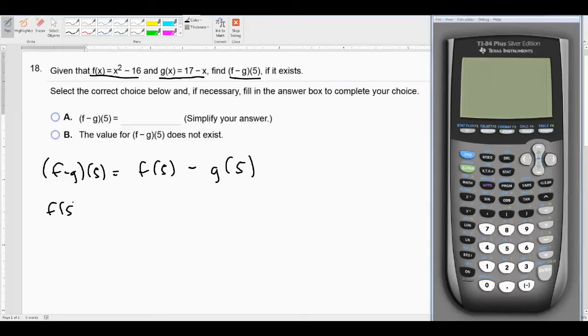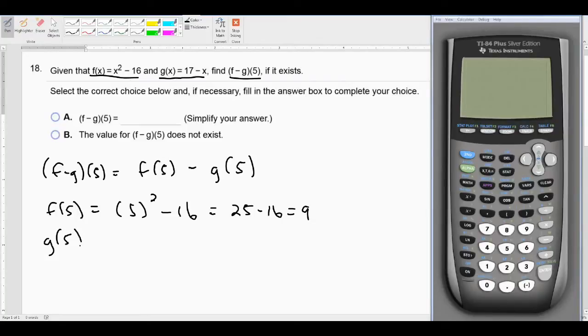So to find f of 5, we're going to take our f function, which is x squared minus 16. Notice how we write this without the x, because inside the parentheses, which represents the x, we'll put 5. So we do 5 squared first, which is 25. 25 minus 16 is 9.